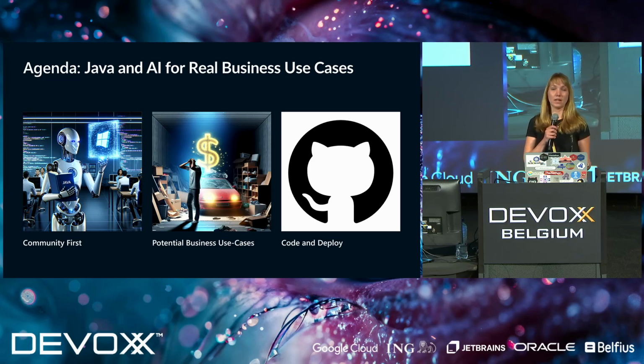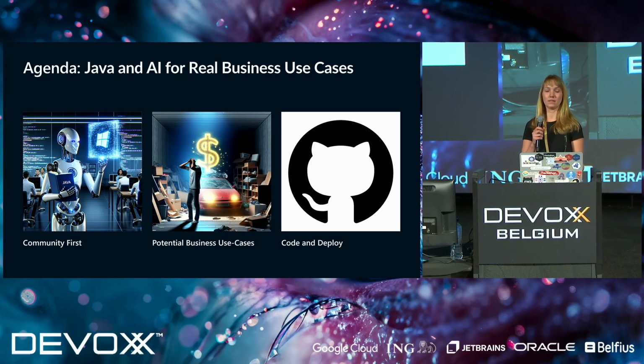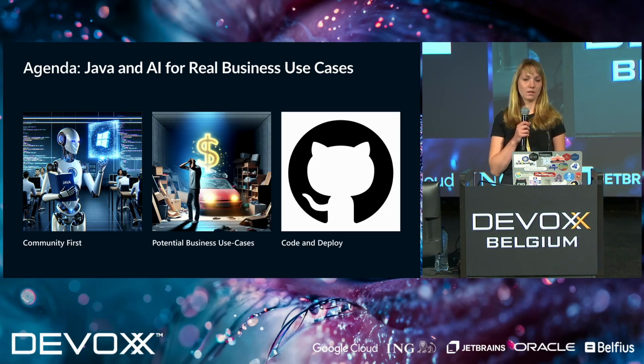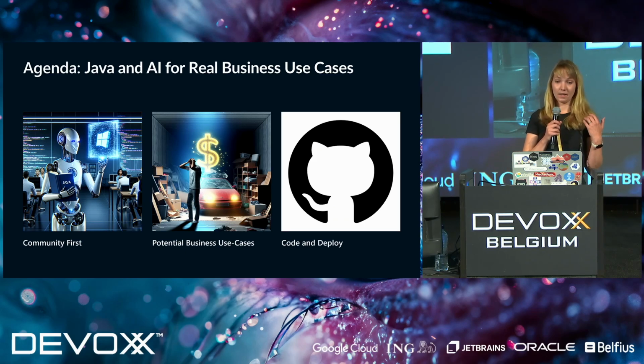For the agenda for today, I will start with our community-first approach. So how we went with Java and why are we here, why do we think it's important, and what do we do for the community. And afterwards, I will explain a bit what we do for the AI community as well and what we make out of it. And then I'm here with my great colleagues who will then take over.